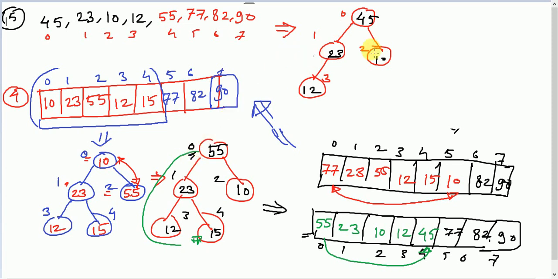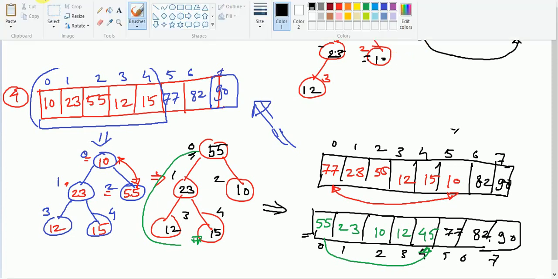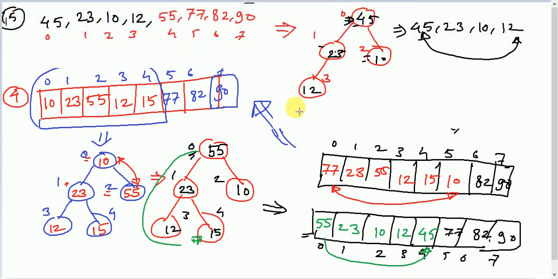Now we'll check, because here we have violated the max-heap property only at the 0th index. So we'll check 0 with both children, left and right. 45 is the parent, then the first child, and this is the right child. Among these three the largest is 45. So we'll again draw a heap for this: 45, 23, 10 and 12. Now according to the logic, we'll swap 45 with 12.